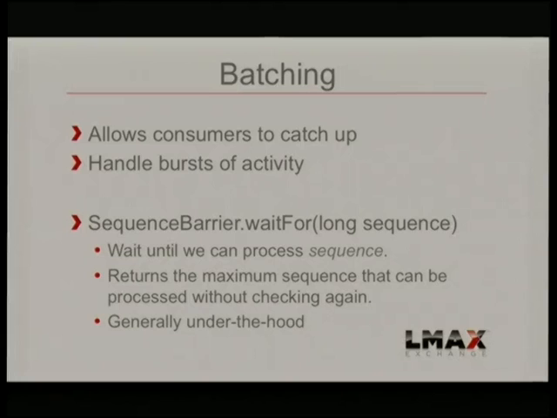As soon as the first event comes in, it will process that event by itself. But if events pile up while you're processing that event, so now you look back and you say, hey, suddenly there's 5 events there, now we can process them as a batch. And it does that. The key is really the sequence barrier waitFor method. You tell it the sequence number you want to wait for, and it won't return until that's available. But when it does return, it will tell you the maximum sequence that's available without having to check again.